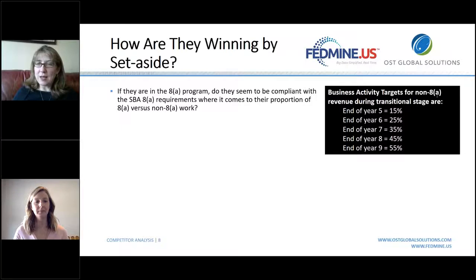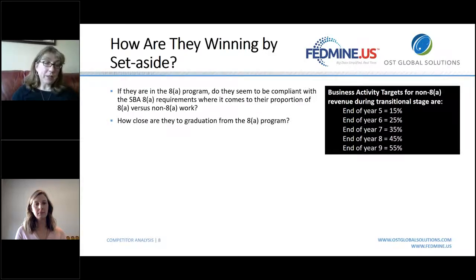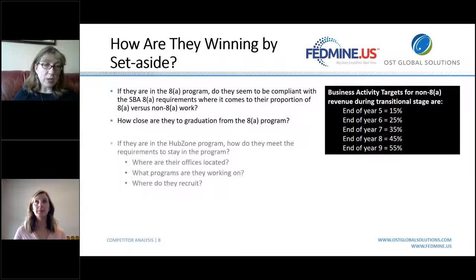If this company has been taking all of the 8A contracts, because you need to understand in the 8A program, you can't just keep breaking up the 8A work, right? So there's a transition period. And at the end of year 9, 55% of your activity should not be 8A. So you should be transitioning out of the 8A program. And how close is the company to graduating from the 8A program? That should tell you the story.